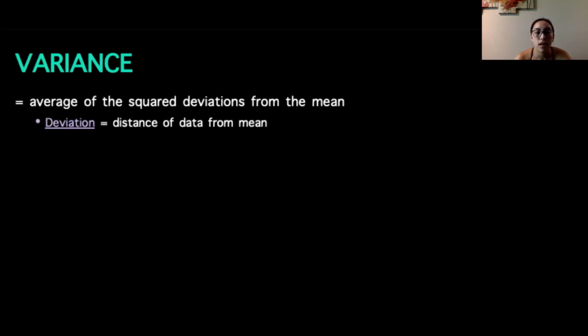Okay. Variance is another type of measure of variability. This is the average of the squared deviations from the mean. That sentence makes a lot more sense when we actually look at the formula. Just to go into more terminology, deviation just means the distance from the mean. How much does a value deviate, or how much is it different from the mean?